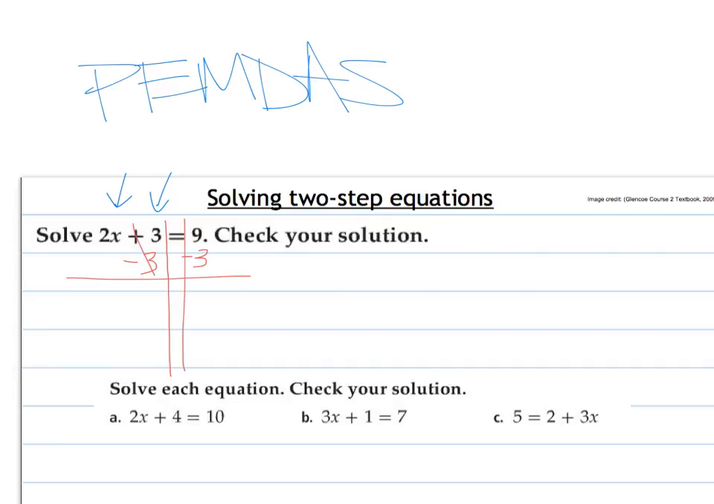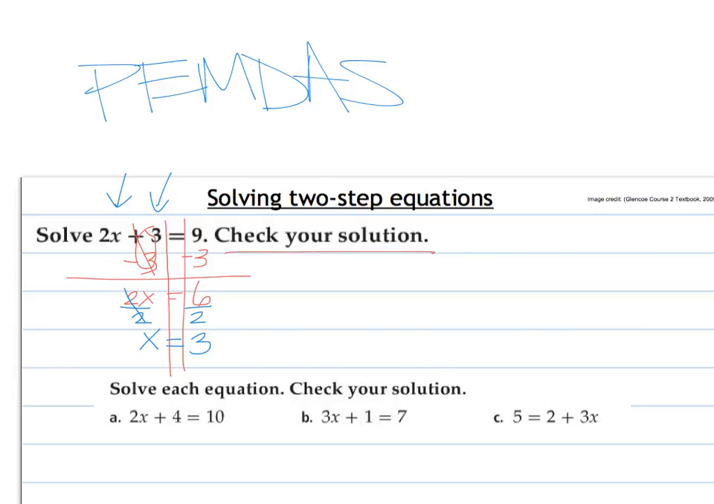3 minus 3 is 0. Some of you like to do that, to see 0. So I'm left with 2x is 6. Well, now, so before 3 was added, we had 2x equals 6. That was after x was multiplied by 2, so we undo that by dividing by 2. 2 divided by 2 is 1. I'm left with 1 single x. 6 divided by 2 is 3.